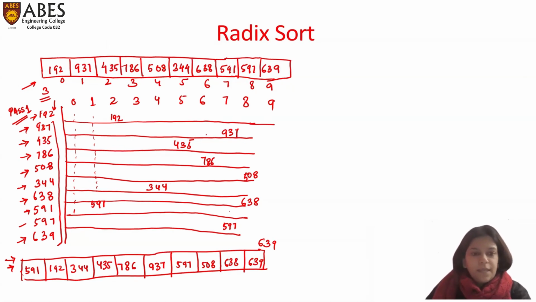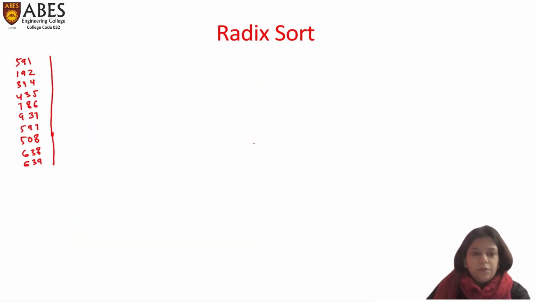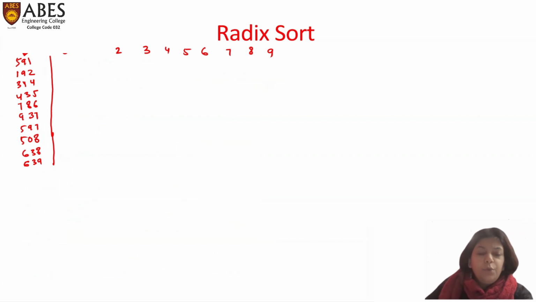Let us now see how the second pass will work for these values. For the second pass, we have again written the input array that we have got after the first pass. And again, we are going to execute the same steps, but this time we are going to work on the digit which is placed at the tens place, right?